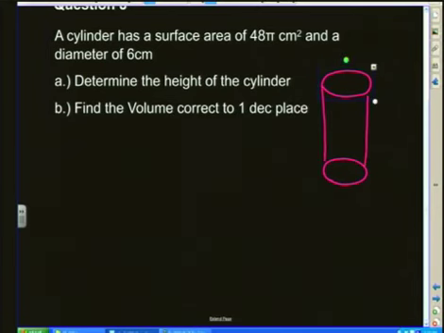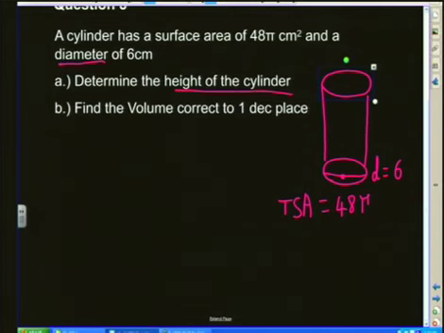And they tell you that the surface area, so the total surface area, is equal to 48 times pi. And they tell you the diameter, very important, is 6. So that length there, D, is equal to 6. They ask you to find the height of the cylinder.